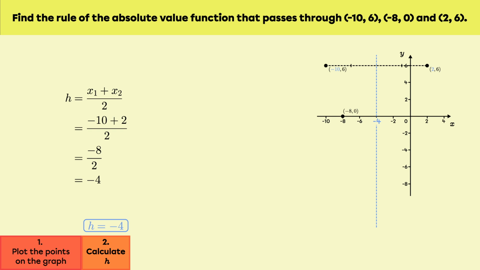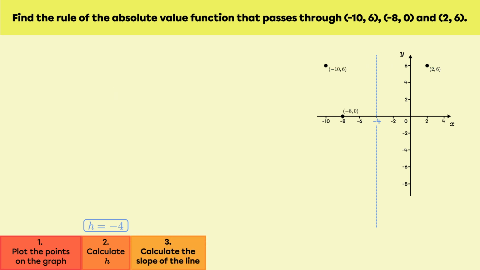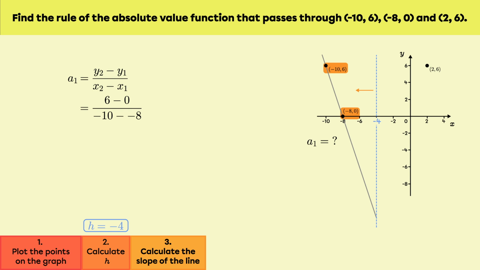But what's its y value? We'll find out later. You can move on to step 3. Calculate a1, which is the slope of the left branch. Since points (-10, 6) and (-8, 0) are both to the left of the vertex, you know they're on the same branch as mentioned earlier. So you can calculate the slope of this branch using the formula (y2 minus y1) over (x2 minus x1). You get (6 minus 0) over (-10 minus -8), which gives 6 over -2, which equals -3.